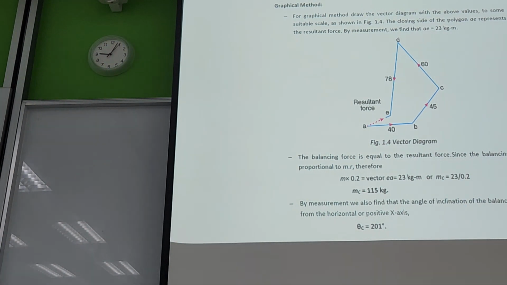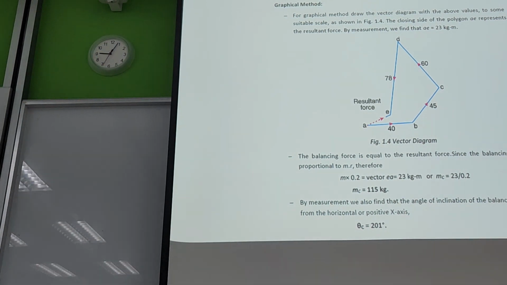So could you get the same number, 115 MC? 1, 2, 3. Then the angle you can measure now from here to here. You can choose the local coordinate axis. Okay, so this angle gives you theta c.